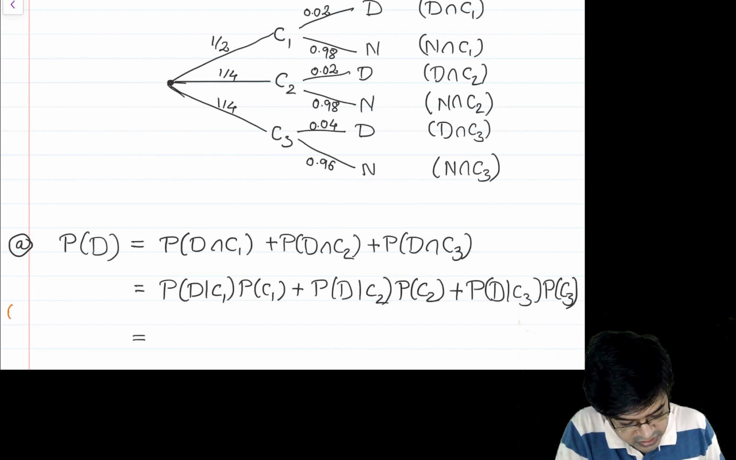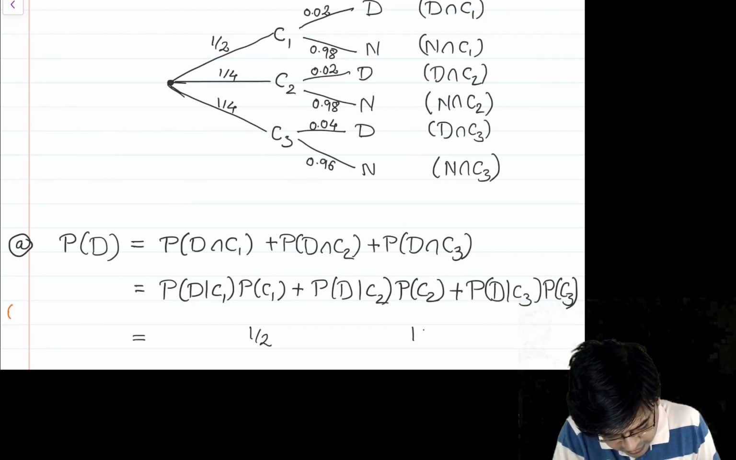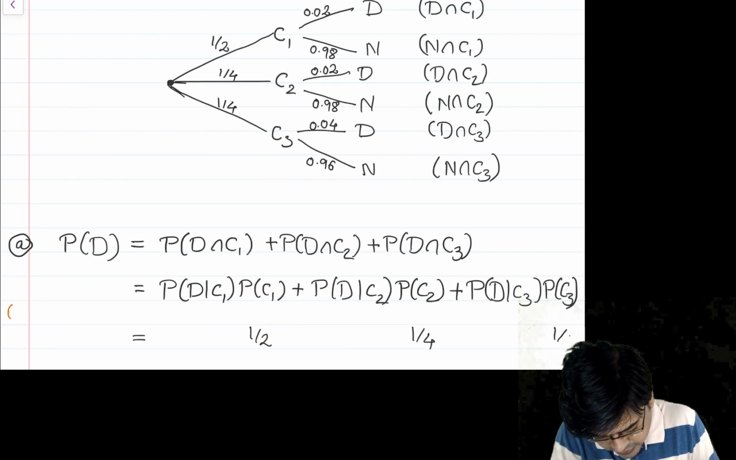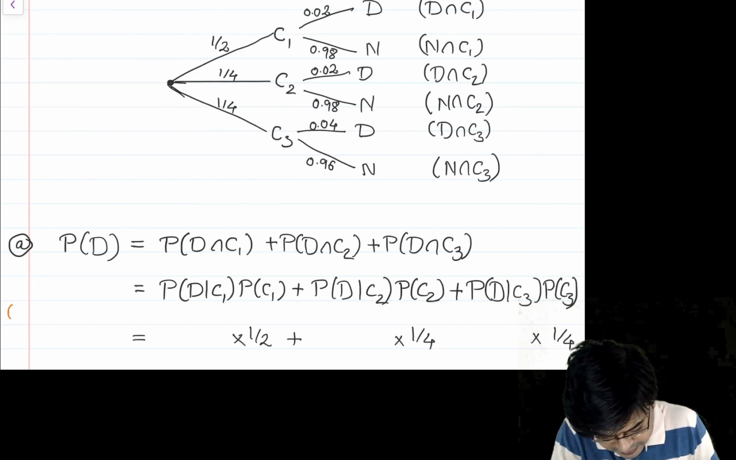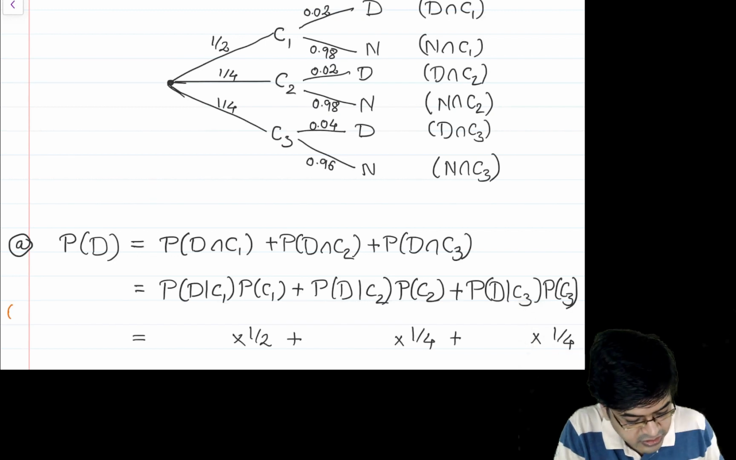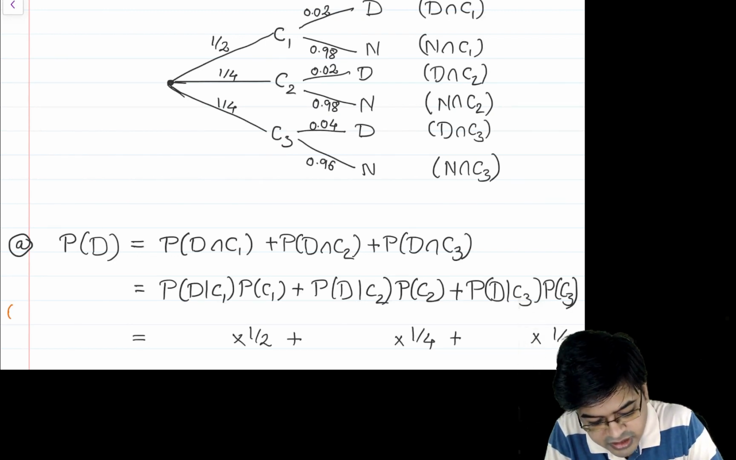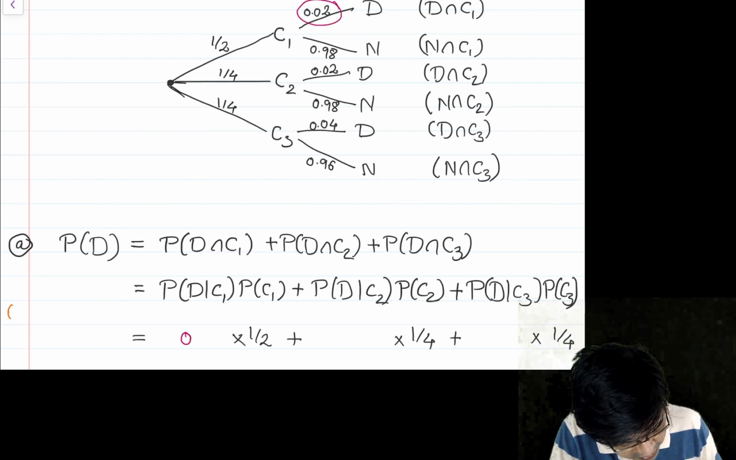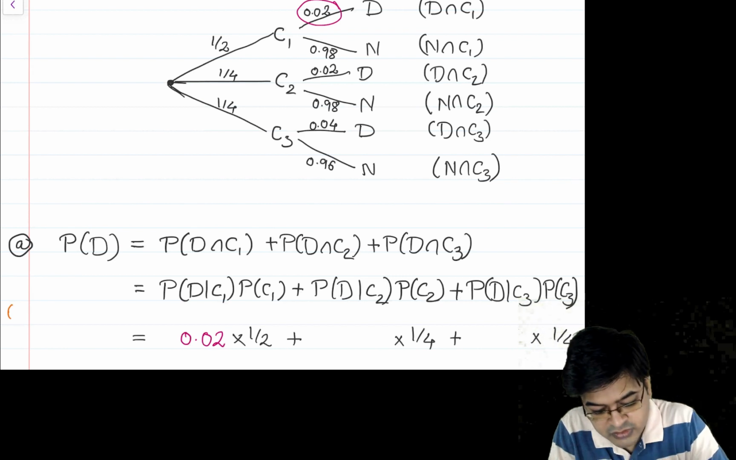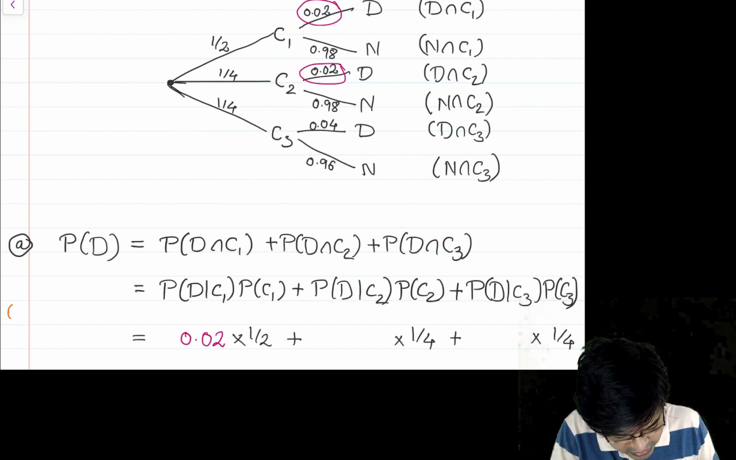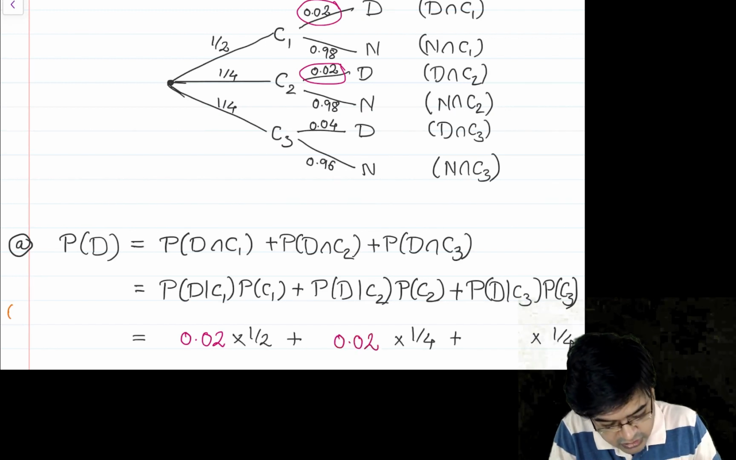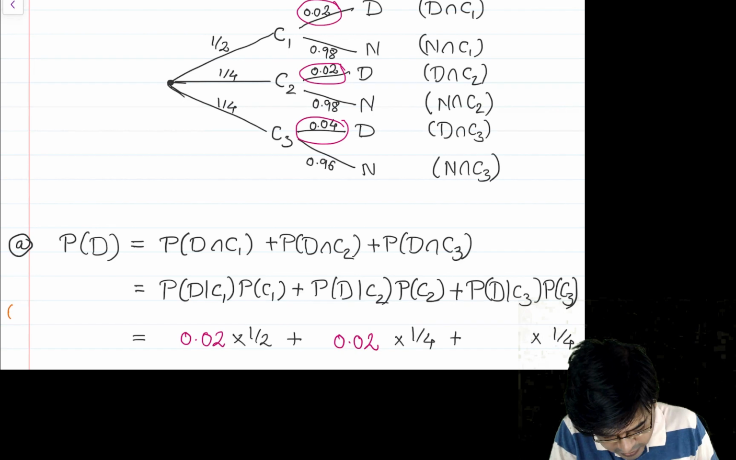So I know the probabilities of C1, C2 and C3. So they are half, 1 by 4 and 1 by 4. Now let us come to the branches. That is this. So D given C1. What is the probability of D given C1 here? It's 0.02. So multiply by 0.02. What is the probability of D given C2? Here it is 0.02 again. And then D given C3 is 0.04.